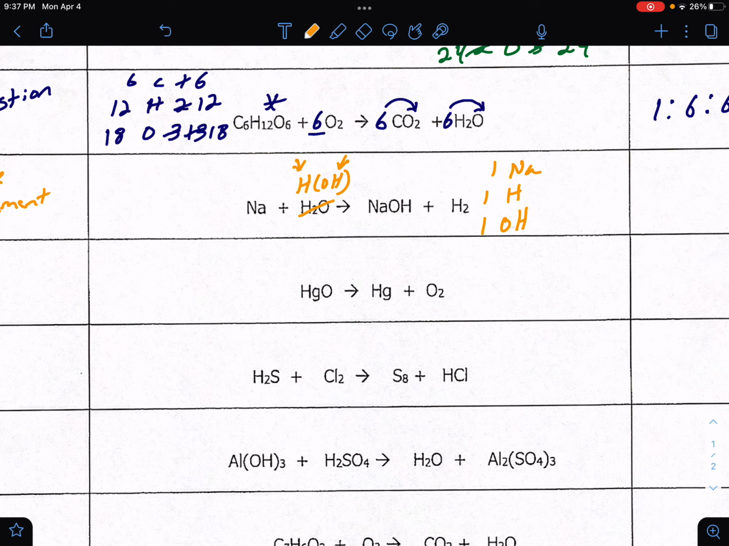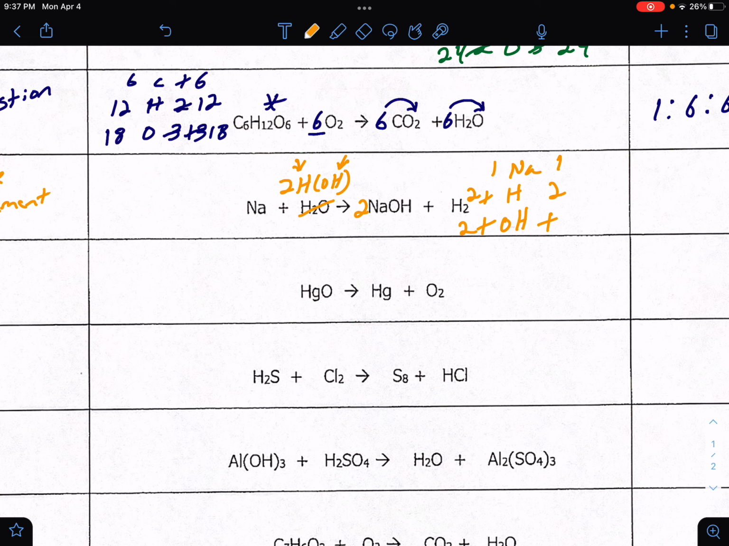Okay, now on the right, I've got 1 Na, I've got 1 OH, and I've got 2 H's. So let's look. I need to get my H's to 2, so I'm going to put a 2 in front of this HOH. Okay, that fixes my H's to 2, but now my OH's are 2 on the left. On the right side, I need 2 OH's, so I'm going to put a 2 in front of this NaOH.